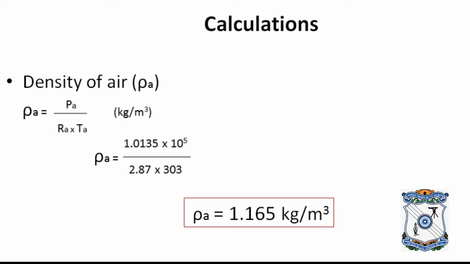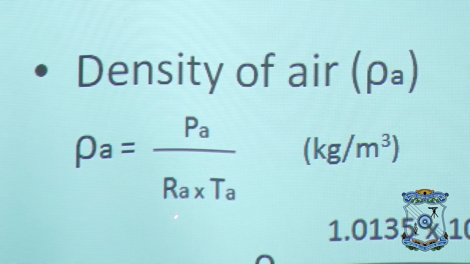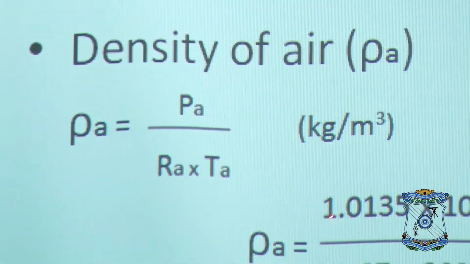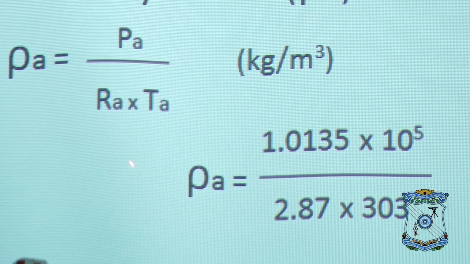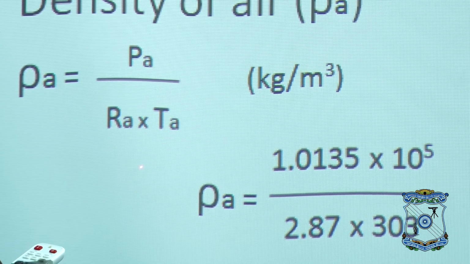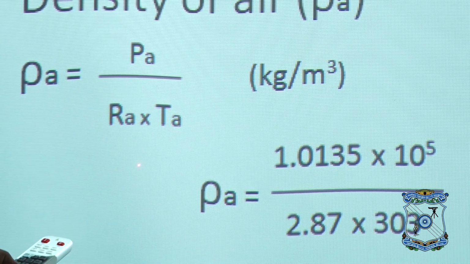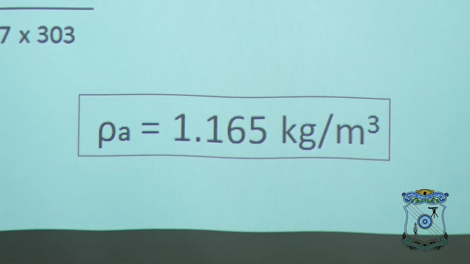The first one is the density of air. It is determined with the help of this formula: Pa divided by Ra into Ta. This Pa is nothing but the atmospheric pressure, that is 1.0135 into 10 power 5 Newton per meter square, divided by Ra, the characteristic gas constant, 0.287 kilojoule per kilogram Kelvin (287 joule per kilogram Kelvin), into the atmospheric temperature, that is 303 Kelvin. From this you can find the value of the density of air, that is 1.165 kilogram per meter cube.